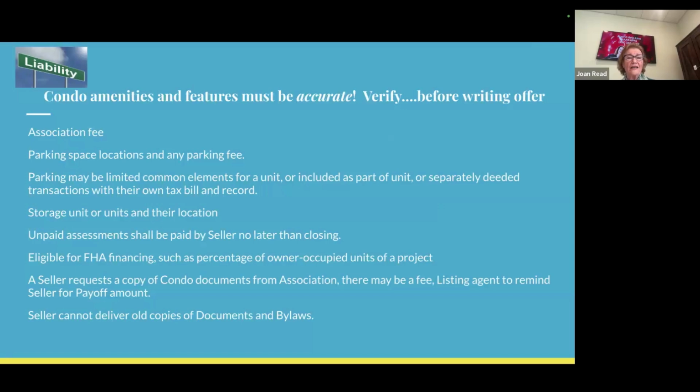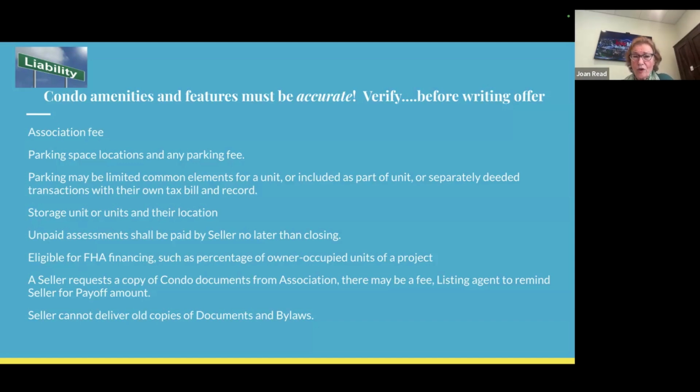So here's my last slide on the listing. This is what I was saying and what Nada brought up too, that all of the additional amenities in the condo and features must be accurate. Don't ever, ever use an old listing out of MLS to copy into your features and amenities, because things could have changed. And always, the seller may not be aware of what's going on, as she said.